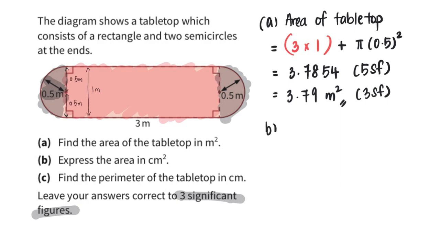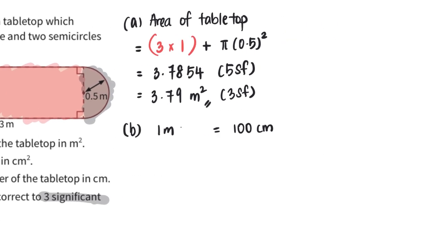So for part B, the first step for me is to find what is 1 meter square to cm square. So if you don't already know, then this is something that I would like to share with you. 1 meter is equals to 100 cm. So if I have 1 meter square, this simply means 1 meter times 1 meter, 100 cm times 100 cm. So I will have my 1 meter square is equals to 10,000 cm square.